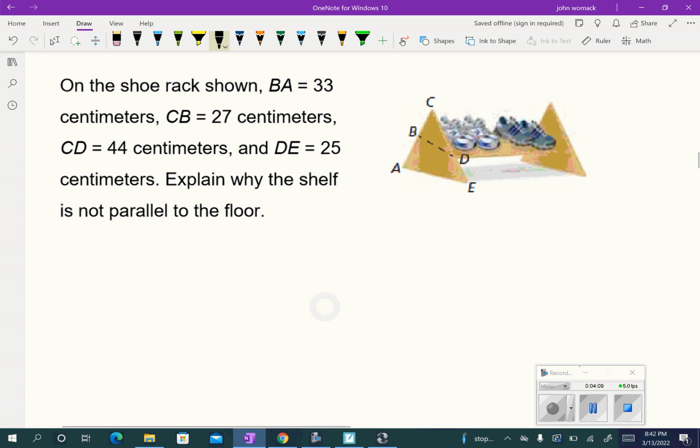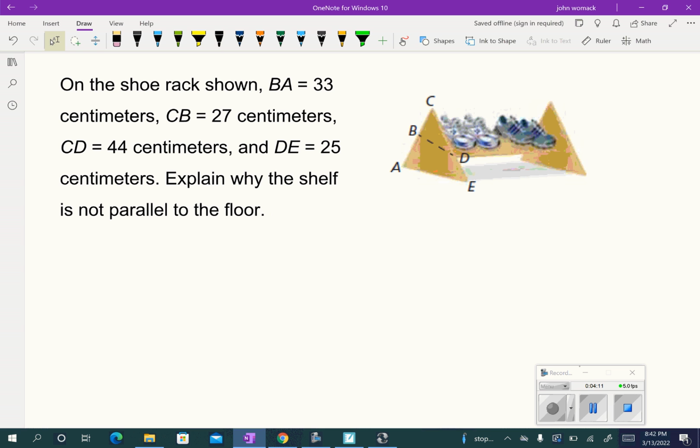All right. So here we've got this application problem. It says on the shoe rack, BA is equal to 33. That's that segment right there. CB is equal to 27. That segment is equal to 27. CD is equal to 44. That's that segment right there. And DE is equal to 25. So the question is, explain why the shelf is not parallel to the floor. You can kind of look at it and see it, but we can actually prove it.